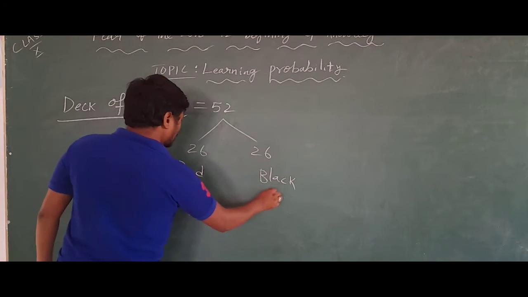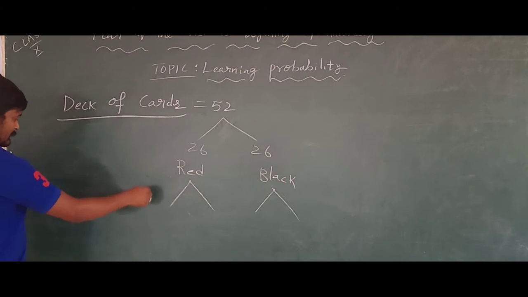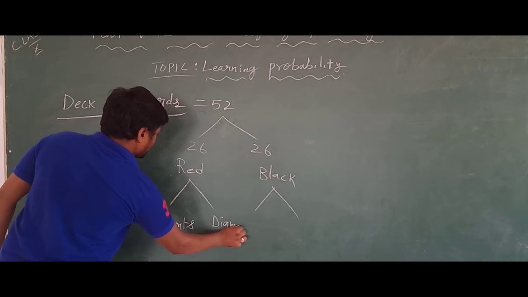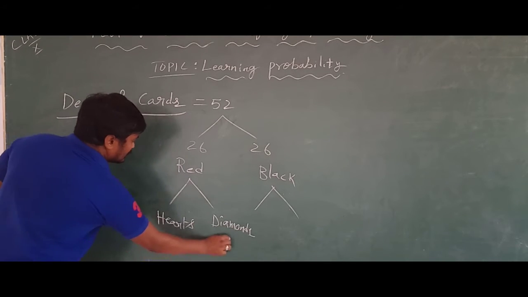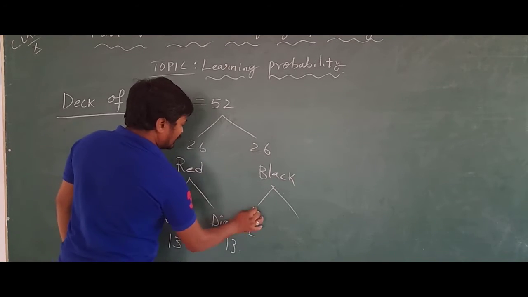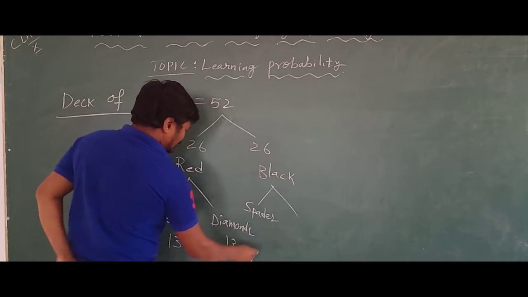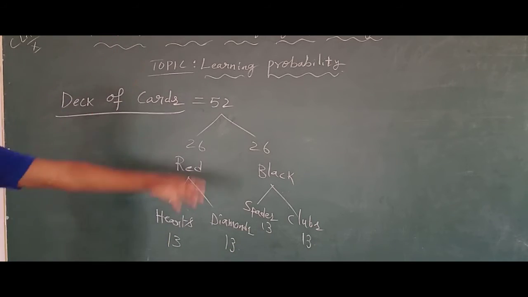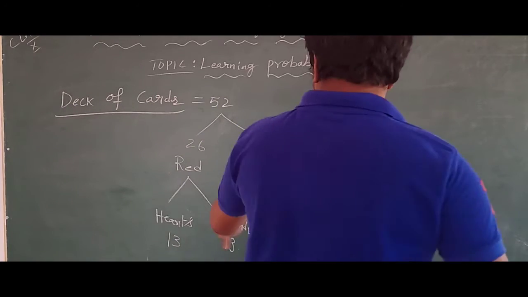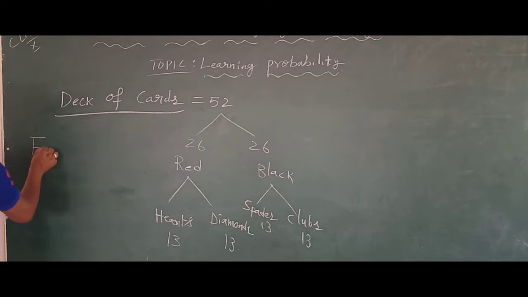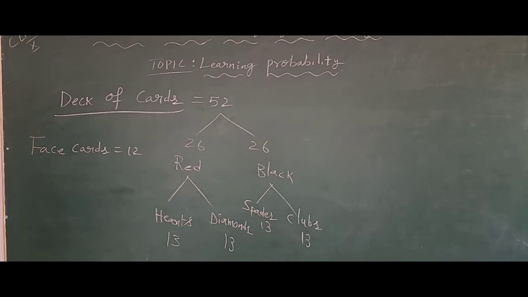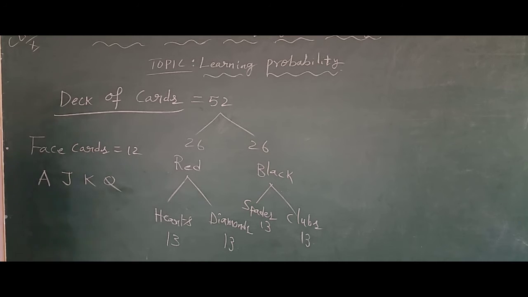Now red and black are divided again into two parts each. Red: hearts and diamonds. Hearts are 13, diamonds are 13. In black, spades 13 and clubs 13. So this is how the deck of cards is divided. There are also some face cards. If you have played, tell me how many face cards. Face cards are 12. Can you tell whether A, J, K, Q are face cards or not?